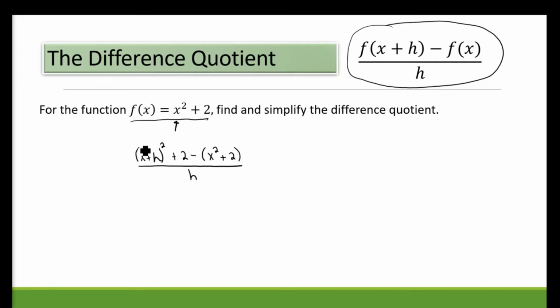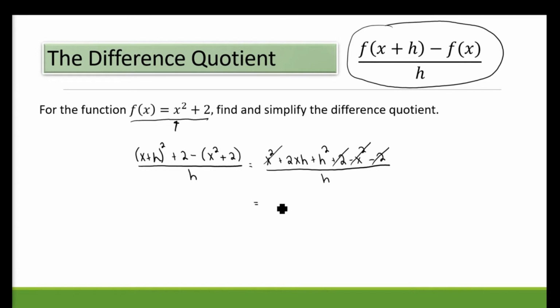So if we want to simplify this, we have this x plus h squared, so we're going to have to FOIL that out, which would give us an x squared plus an xh plus an xh, so plus 2xh plus h squared. Then we have the plus 2. And if we distribute this negative sign, we have minus x squared minus 2 all over h. And now you see that we have some like terms that we can combine. We have a positive x squared and a negative x squared. We have a plus 2 and a minus 2.